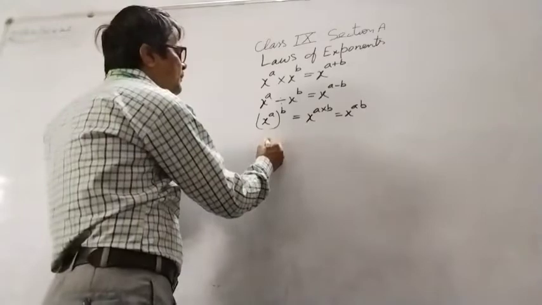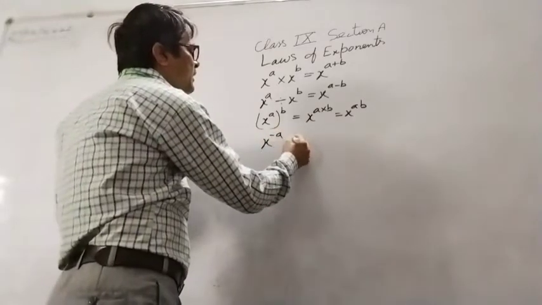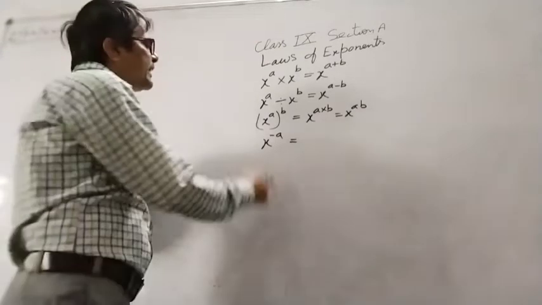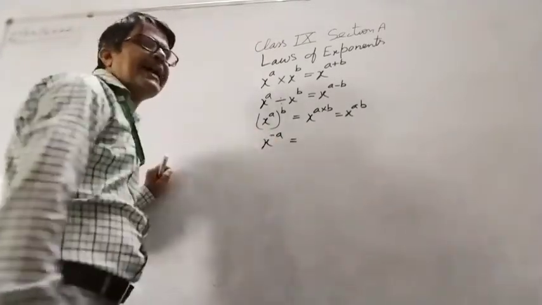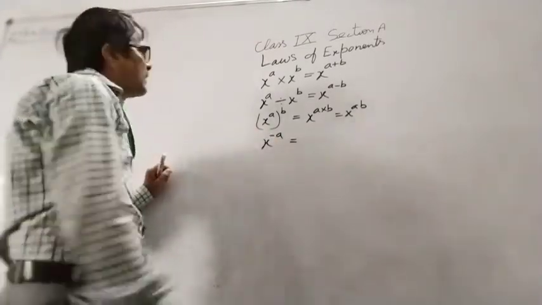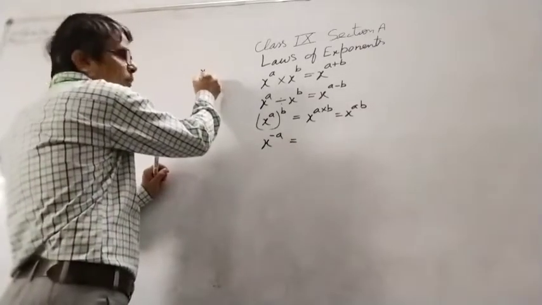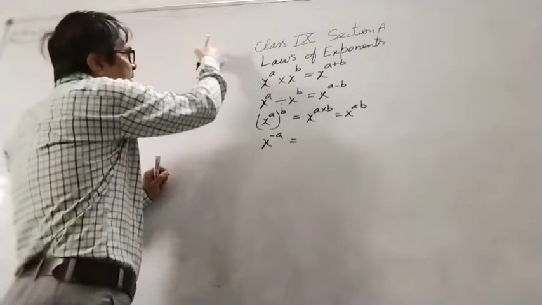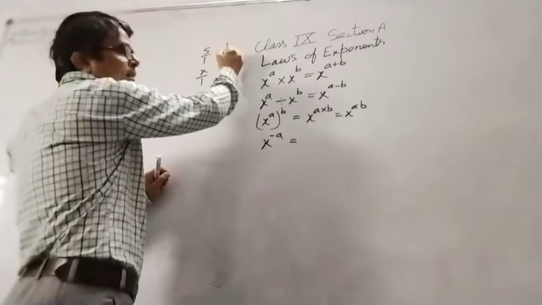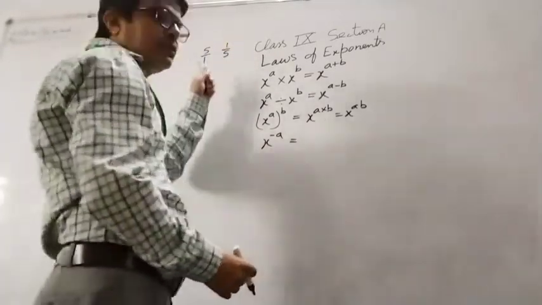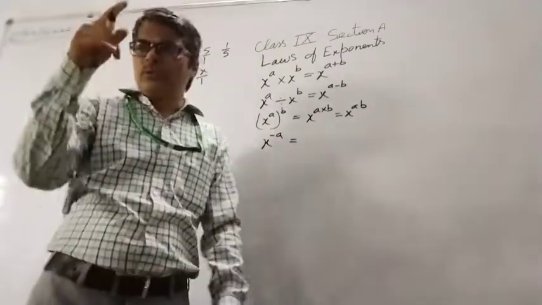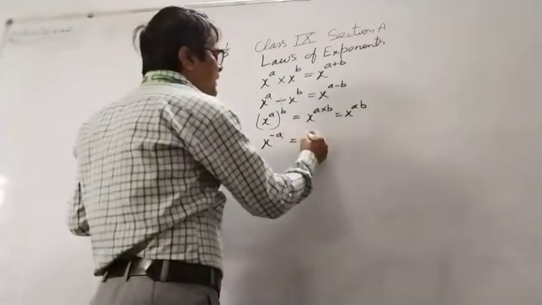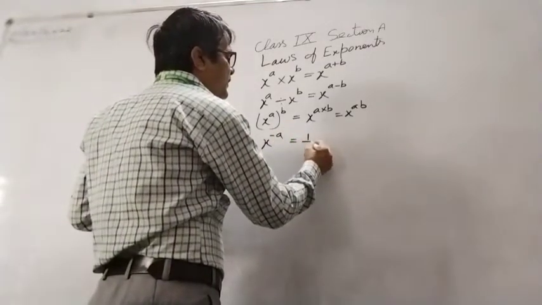Next, if the power is negative, to make it positive you have to take the reciprocal. The reciprocal of x is 1 by x. x is written like x upon 1. You write 5 as 5 upon 1. What will be its reciprocal? 1 by 5. Means the numerator goes to the denominator and the denominator goes to the numerator. This is known as the reciprocal. So x power minus a will be 1 upon x power a.